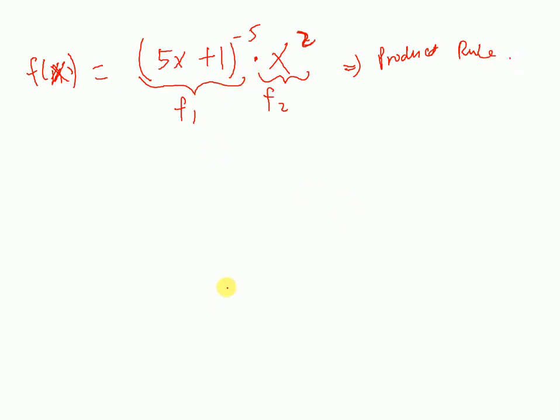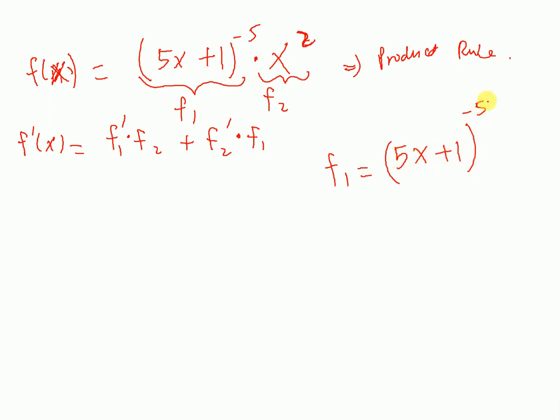Because this is multiplication. Now the product rule says that if you take the derivative of f, you take the first derivative and multiply by the second function, and you add the derivative of the second function multiplied by the first one. We have f1, f2 already, but we don't have f1 prime and f2 prime. So let's find that and then plug into this formula. So f1, I have what? I have 5x plus 1 to the minus 5.